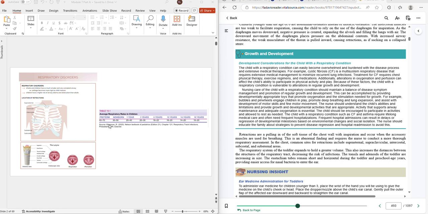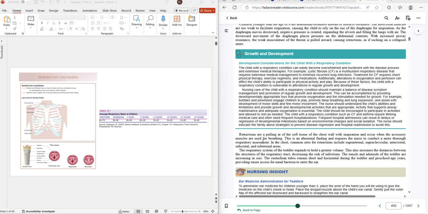Our respiratory rates in children vary on the different age groups. Of course, preterm is 40 to 70, newborn 30 to 50, 30 to 60, and then it decreases as we age. So 18 years is 16 to 20. Normal adult is what, 12 to 20, right?